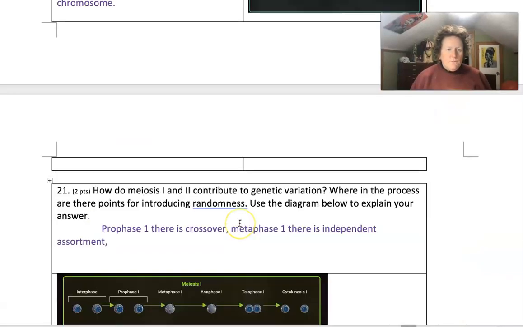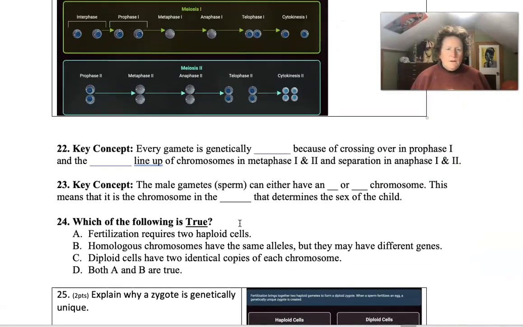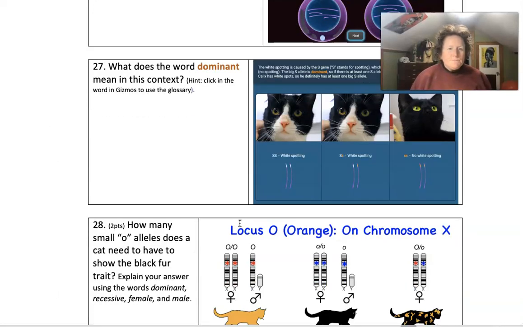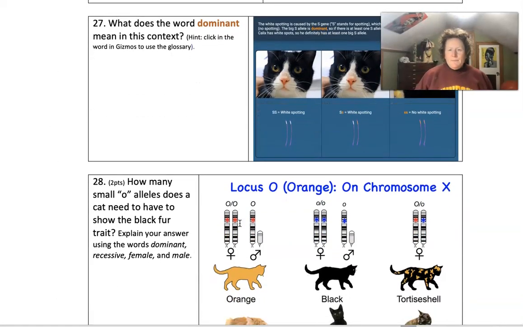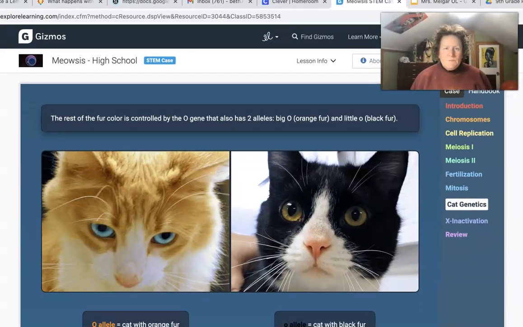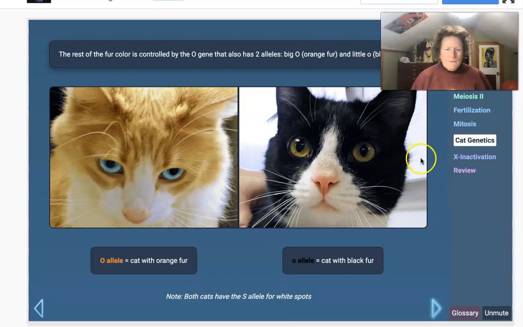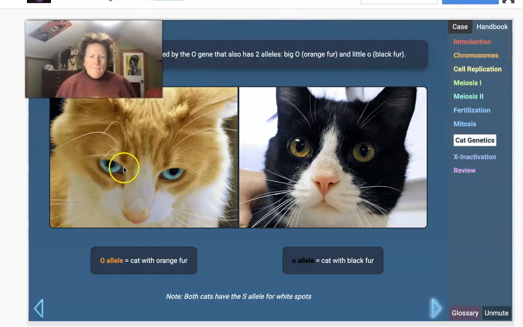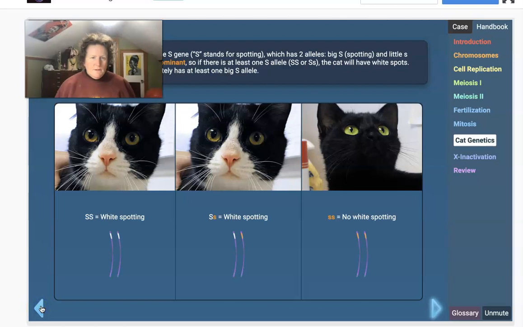We left off way down here on what the word dominant means in this particular context with cats. We're going to look at the white spots. The big S gene for spots is dominant over the little s gene, which is no spots. So let's go into Gizmos here and look at the spotted colors.